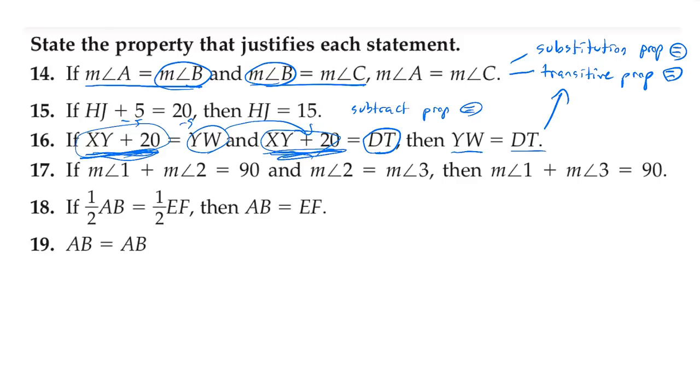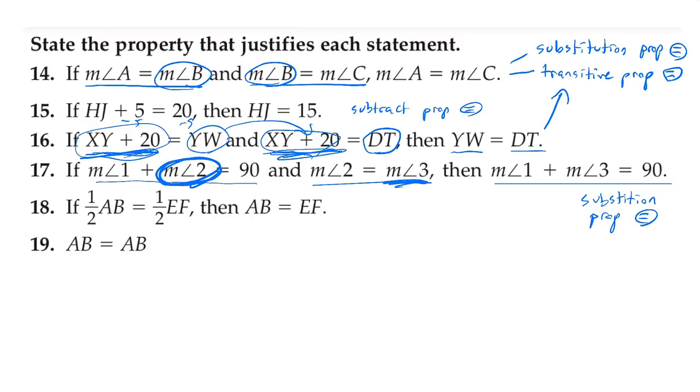So either one's valid. Okay, the next one, if the measure of angle 1 plus angle 2 is 90 and angle 2 equals angle 3, then I can just replace the 2 in this problem with a 3, because 2 and 3 are the same. So now the equation is angle 1 plus angle 3 is 90. So that one is only substitution. That's definitely not transitive. I just swapped one piece out in the middle of an equation. So that's the substitution property of equality. The next one says if half of AB equals, there they just multiplied both sides by 2. So that's definitely the multiplication property of equality.